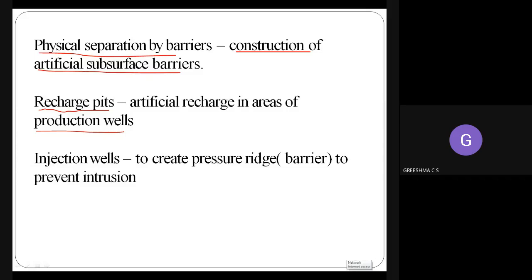That's the recharge pits. Next is injection wells. That is to create a pressure ridge, that is a barrier to prevent the intrusion. Okay, you can create a pressure ridge between the salt water and the fresh water so that it will reduce the intrusion, or you can say it will prevent the intrusion.